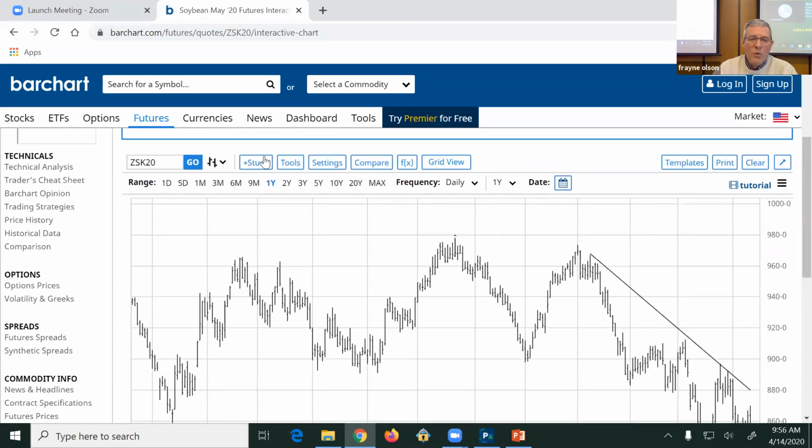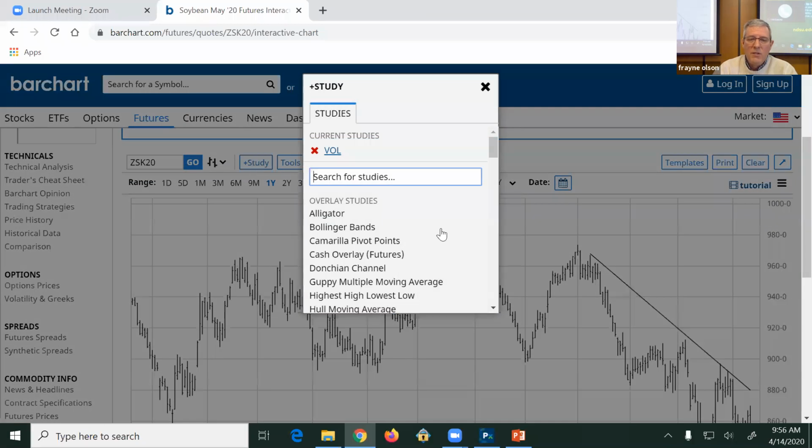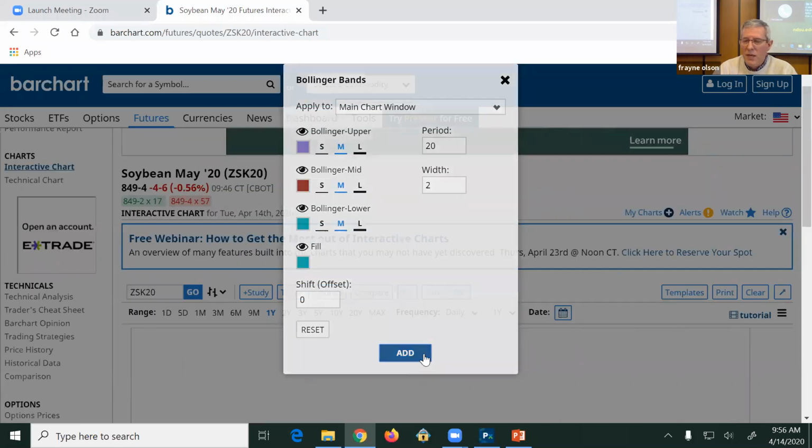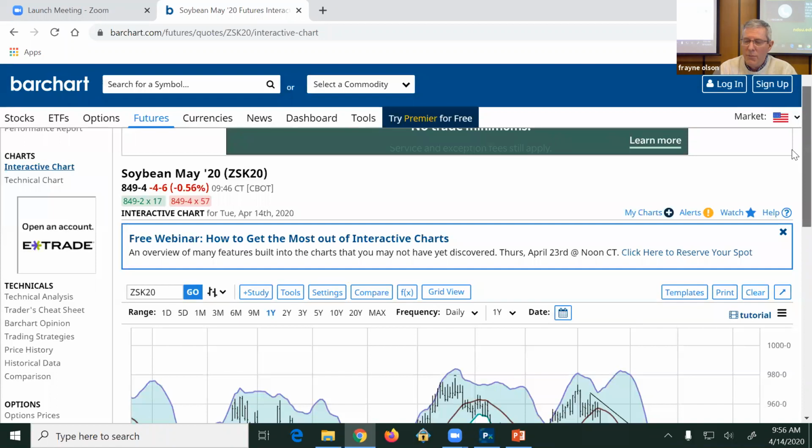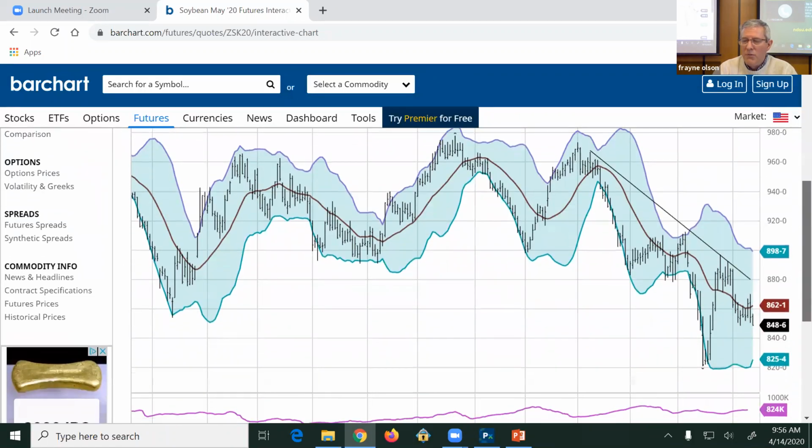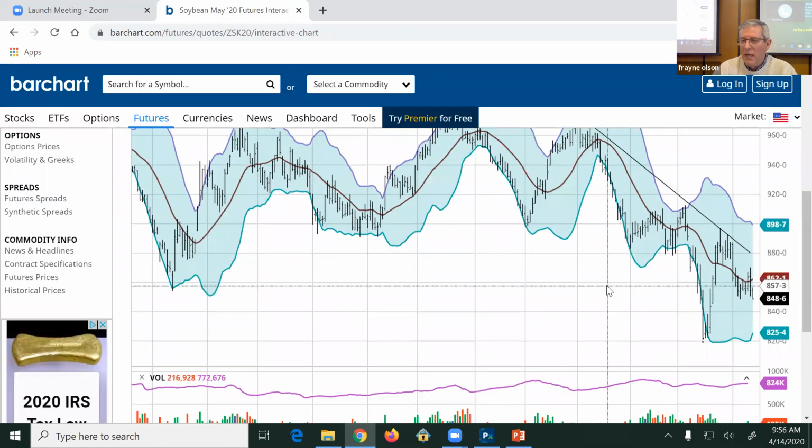If you want to go to a study, click on a study. Here's Bollinger Bands. You click on Bollinger Bands, you say add. Yes, I want to add a Bollinger Band. And it provides you information about the Bollinger Bands. So it'll do all the math for you. You don't have to worry about it.